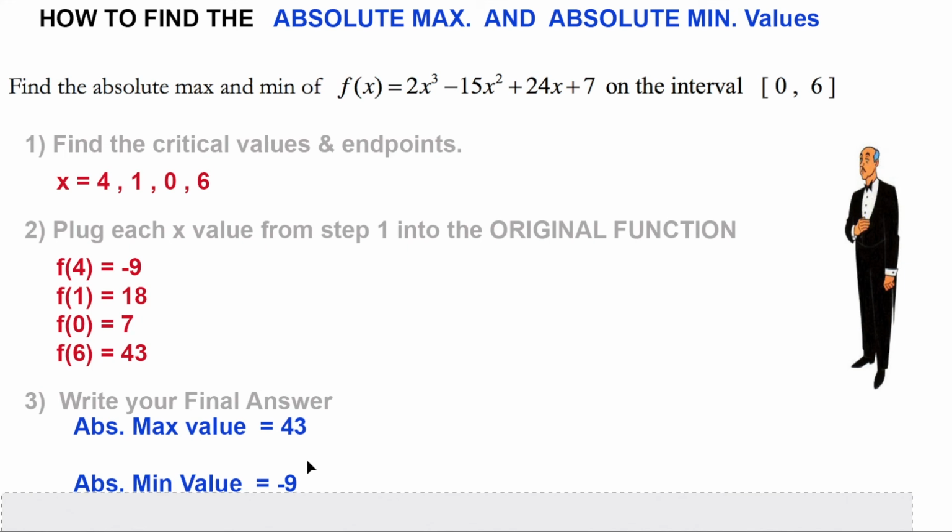Now you might be asked to find where the maximum value takes place. Your response to that would be the maximum value took place when x equals 6. Similarly, you may be asked to find where the minimum value takes place or occurs. And again, your response to that would be the minimum value occurs when x equals 4.